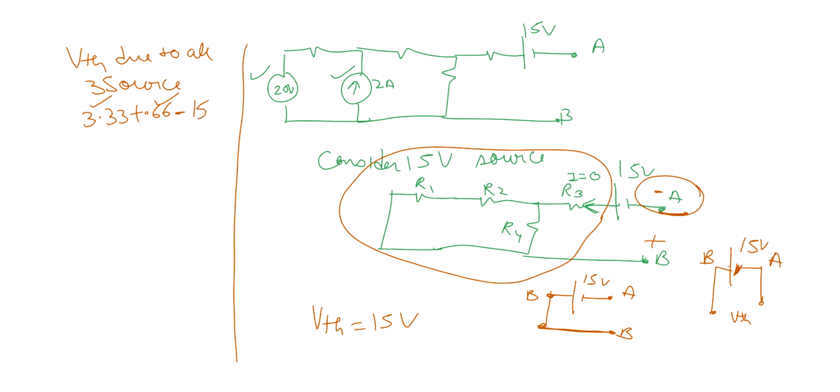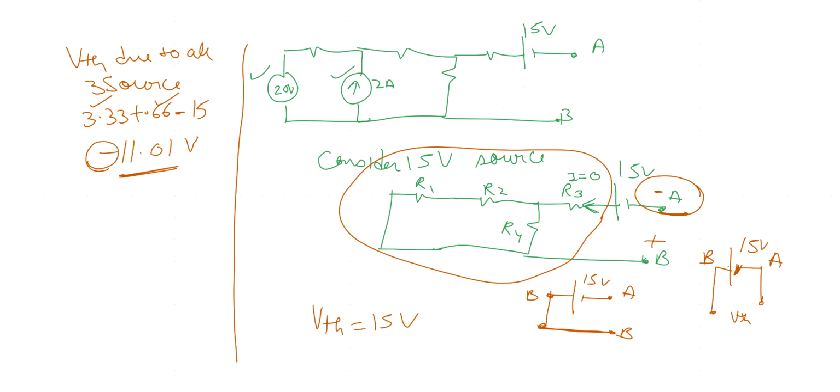Now solve for this. So how much is that? That is considered as 3.3 plus 0.33 plus 0.66 minus 15. That gives me minus 11.01. That is your Thevenin voltage. This negative sign represents just the polarity, but the magnitude of voltage is 11.01.